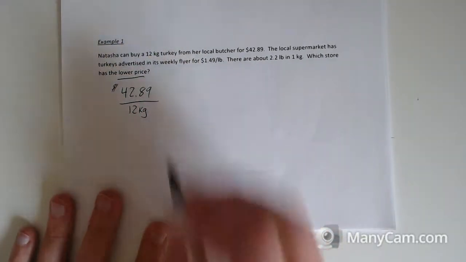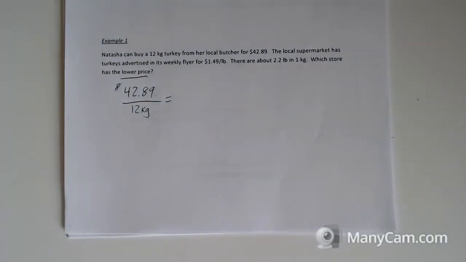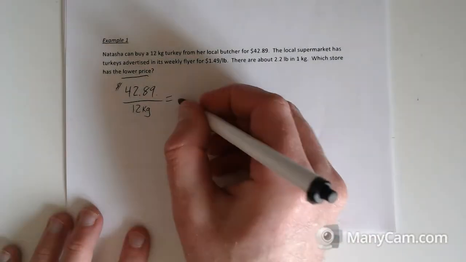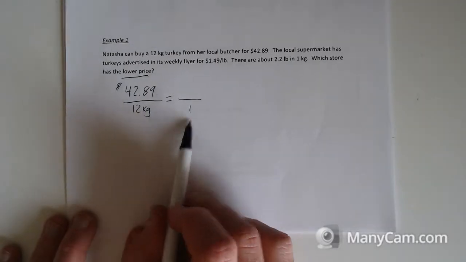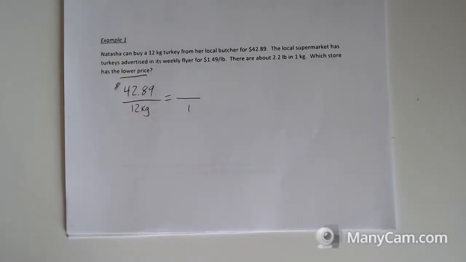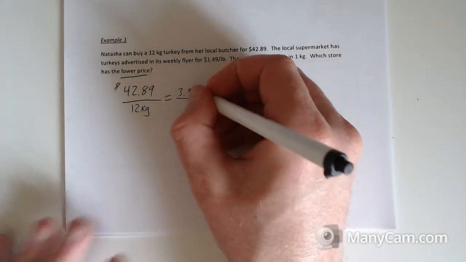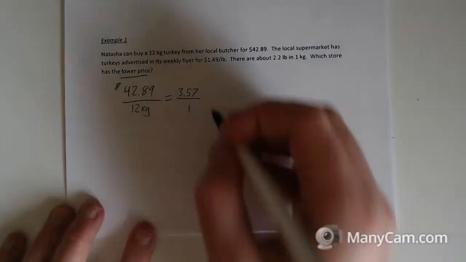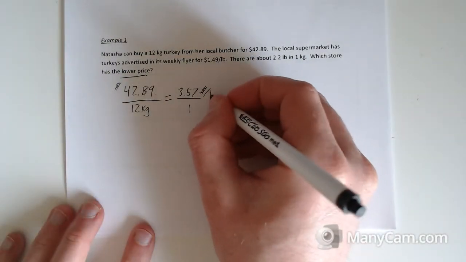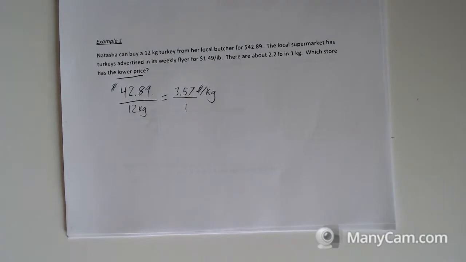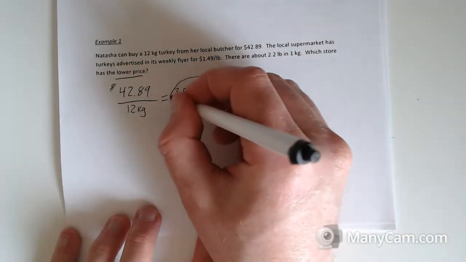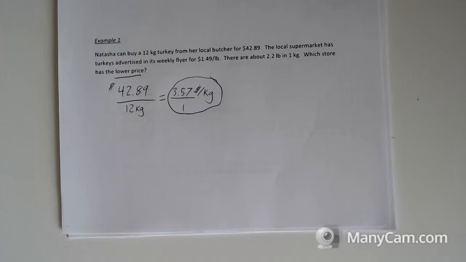So in which case we take our $42.89 price per 12 kilograms of turkey. And all you have to do to turn that into a unit rate is divide them. Basically, we're going to turn the bottom into 1, so we're going to be dividing by 12. So what is 42.89 divided by 12? And the answer is 3.57 if we round. So that is dollars per kilogram. So that is our unit rate now. From our butcher, it's $3.57 per kilogram.